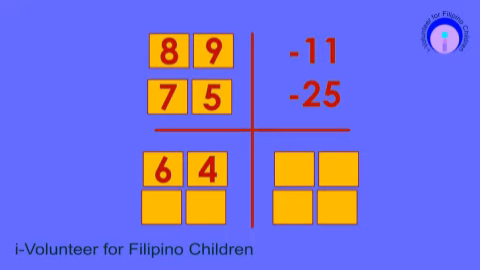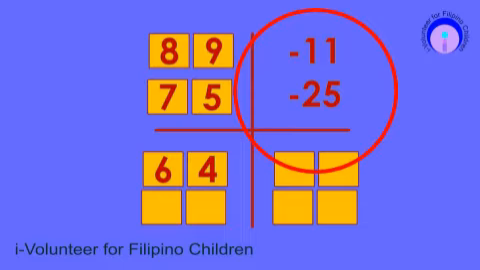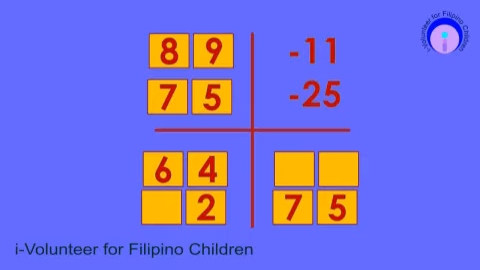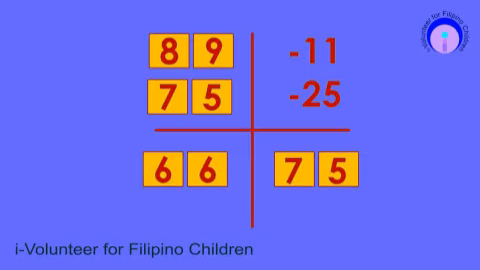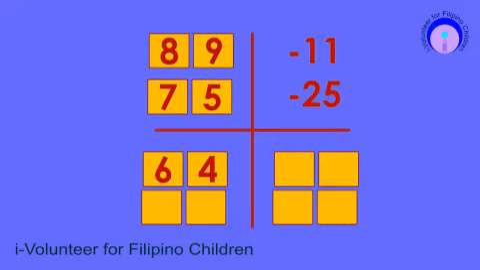It's 64. However, if we are going to multiply 25 times 11, it becomes 275, 3 digits already. Digit 2 has been carried by the next higher place value. Therefore, the final answer is 6,675. Ulitin natin, 89 minus 25 is equal to 64, and 11 times 25 is equal to 275.